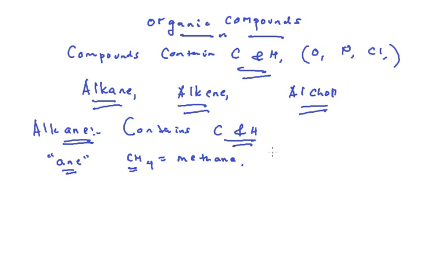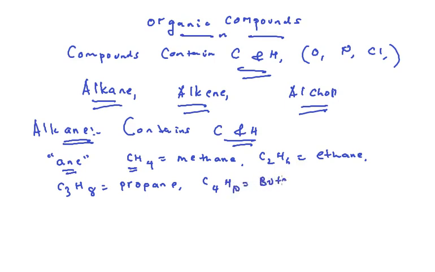M-E-T-H-A-N-E. Then we have ethane, which is C2H6. We have C3H8, which is propane. C4H10, which is butane. Notice here that all of the compounds end with ANE. We have C5H12, which is pentane.